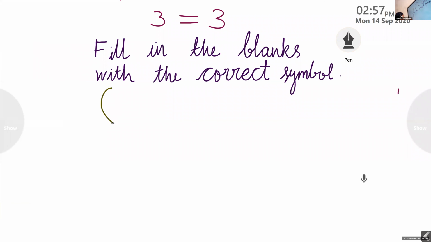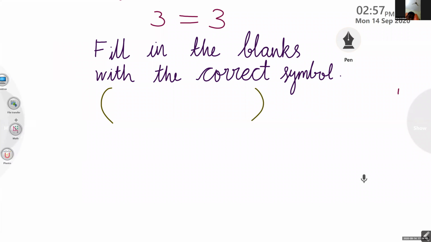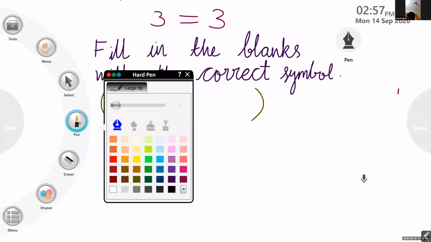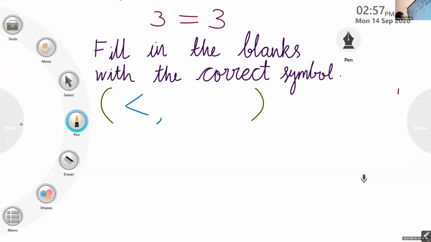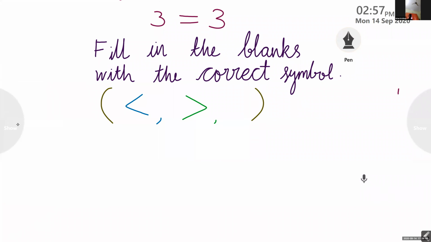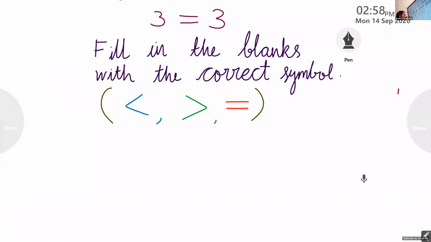Symbol: we have the less than symbol, the greater than symbol, and one more symbol, that is the equal to symbol. So out of these three symbols, you have to use one. Think about the bigger number, and we have to fill in with the symbols. Jeffrey and Adityan, please switch on the video.